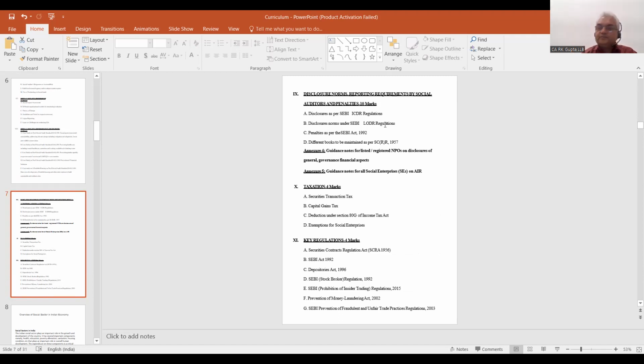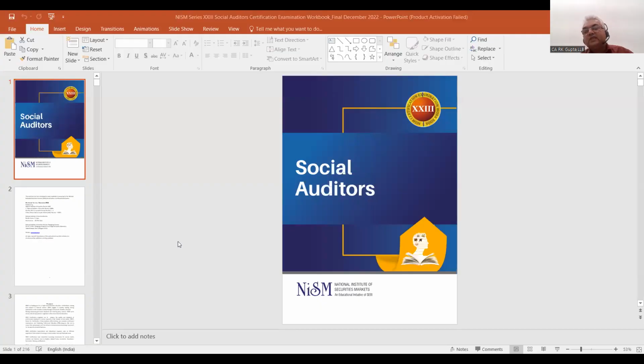So this is the arrangement of marks which are assigned, and based on that, we have to study the various things. A lot of material has already been shared in the group, and we are in the process of making more material. But today, we will first begin with the NISM study material, which is already available on the NISM website. So we'll quickly go through the material which is available there.